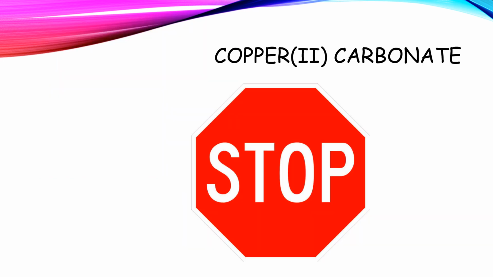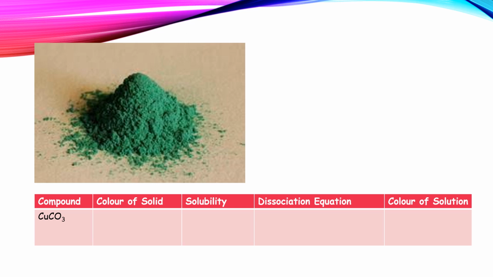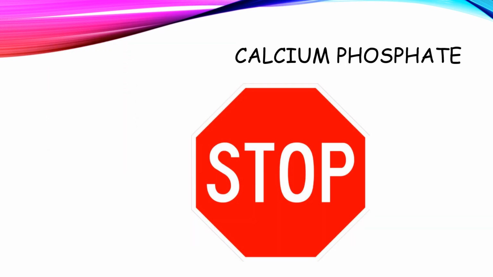Okay, now you're going to try copper 2 carbonate. Stop the video and try the example yourself. You can see here that copper 2 carbonate is a green solid. It is insoluble in water, so it has no dissociation equation, it has no coloured solution. Next one you're going to try is calcium phosphate.